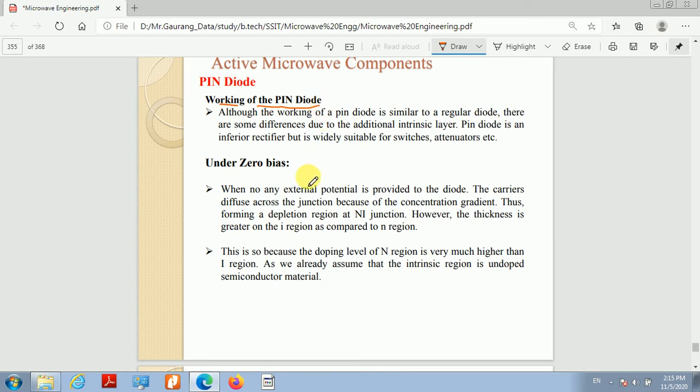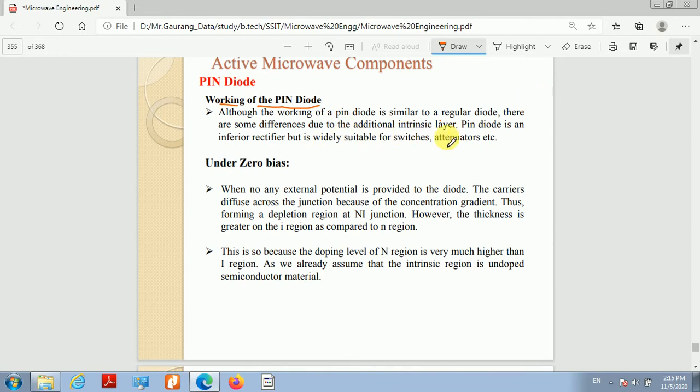by considering three different cases. Okay, so we will discuss three different cases to understand the working of the PIN diode. One is under zero bias, forward biasing and reverse biasing. So basically the working of this diode is almost similar to our normal PN junction diode, but there are some differences that exist because of this additional intrinsic layer.